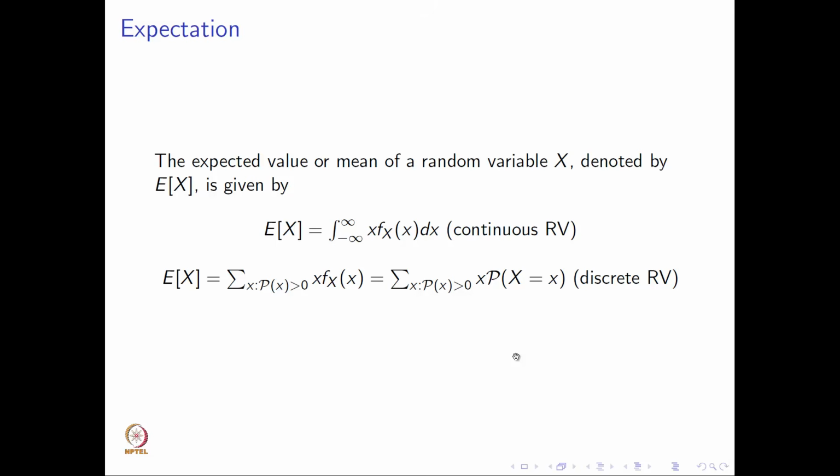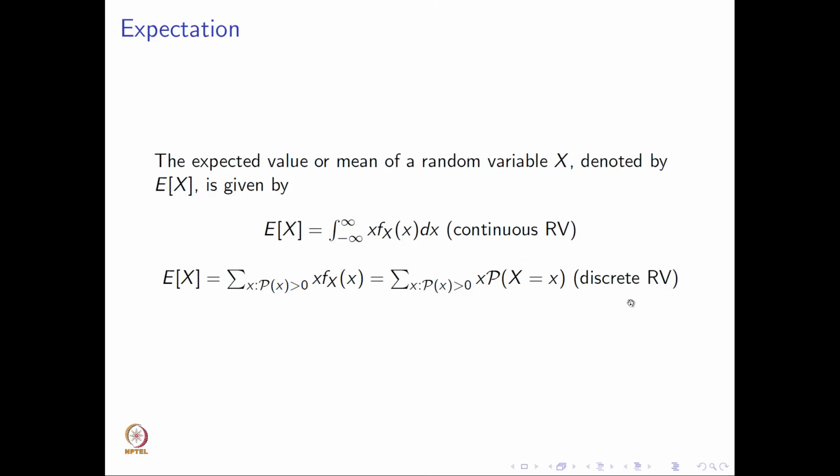Let us now look at expectations of random variables. The expected value or mean of a random variable X, denoted by expectation of X, is given by the integral from minus infinity to infinity of x times fX(x) dx. Note that fX(x) here is the probability density function associated with random variable X. This definition holds when X is a continuous random variable.